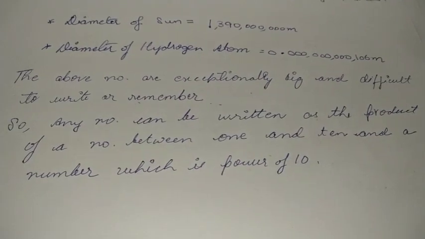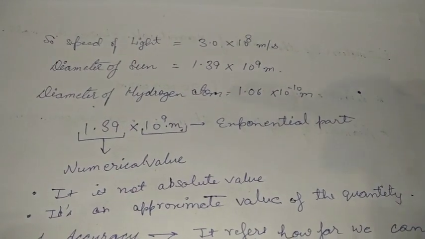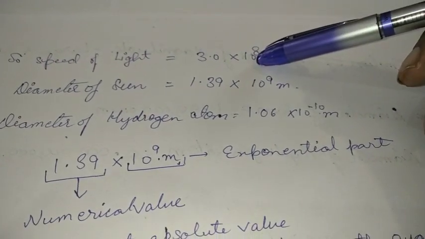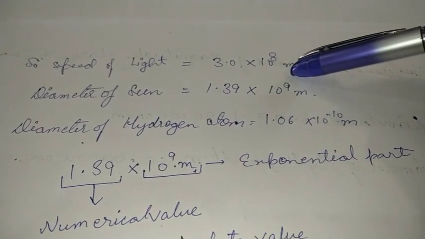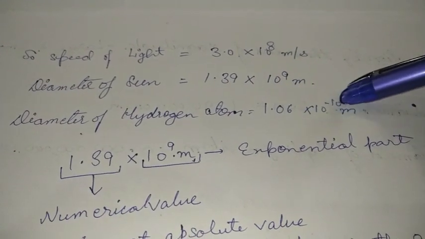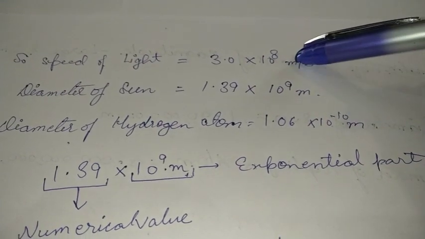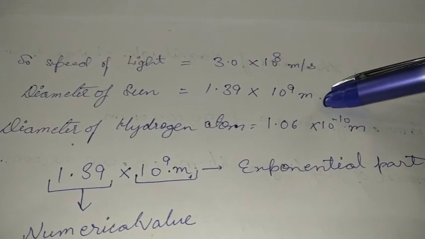Okay, let's continue. What I just read out is a particular number times 10 to the power of something. That power could be positive, that power could be negative, since we are representing a value in a particular unit given to us, such as meter per second or meter.